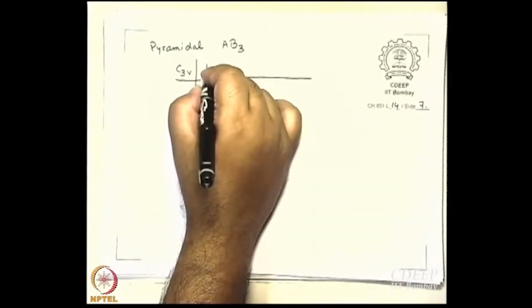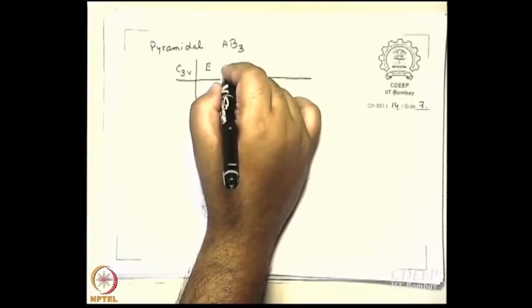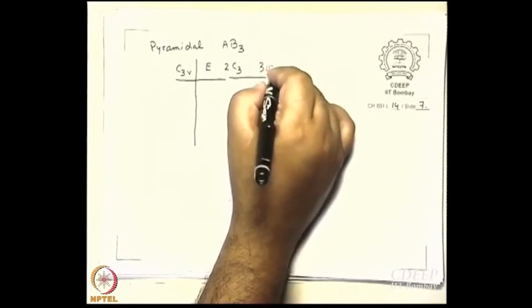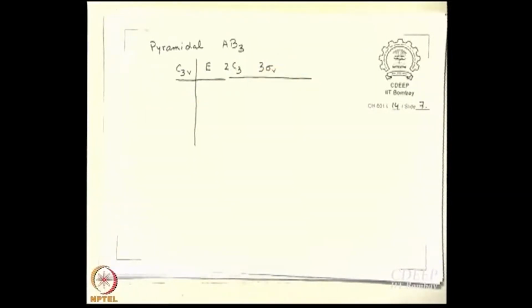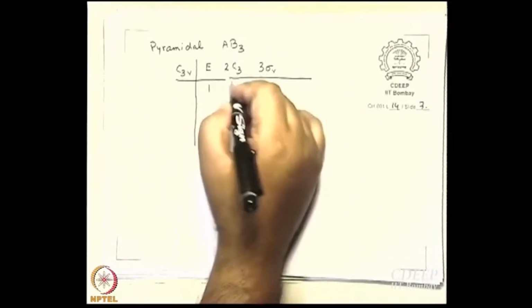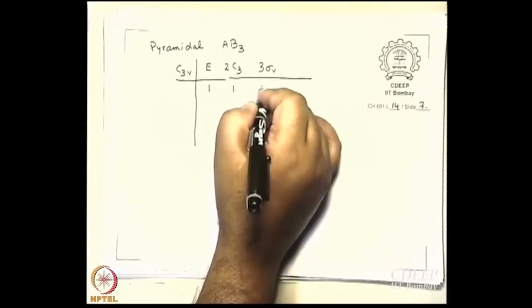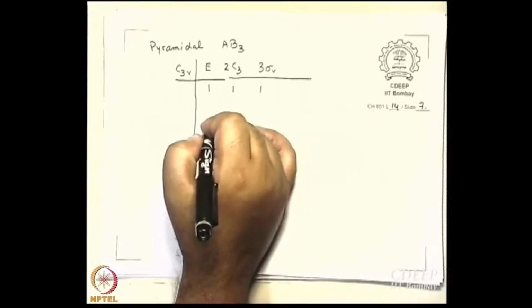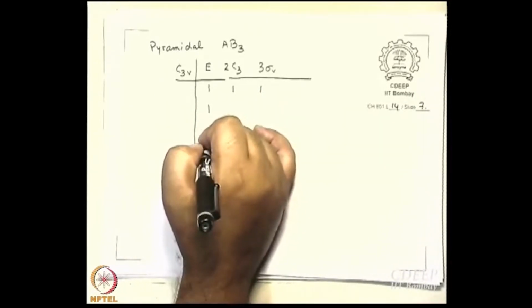What are the operations? E, how many C3? C3, then 3 sigma v. Okay. Now, to start with, I will write the character table for you. This is a small character table I can write. Can you write the first row at least? 1, 1, 1, and the column 1, 1, 2, very good.